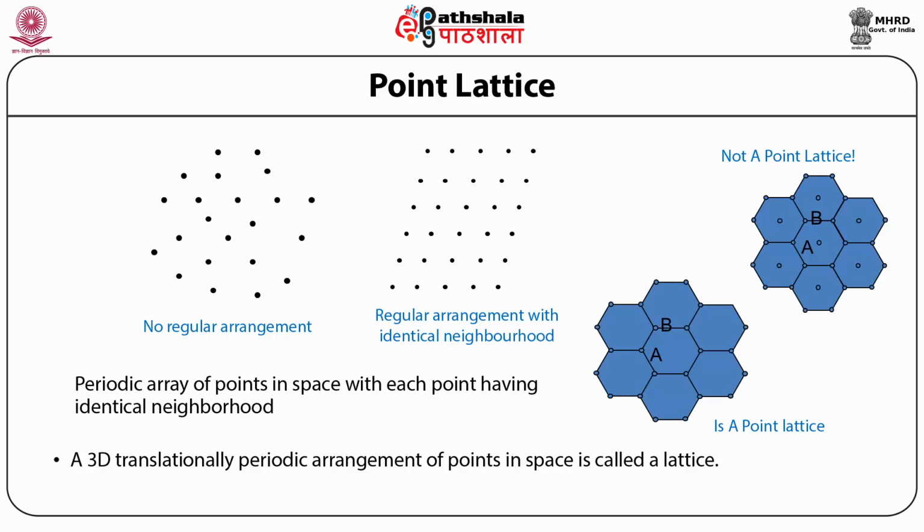Let us take some more examples. On the extreme right hand side, you can see on the top that this arrangement is not a point lattice because this is not a periodic arrangement and the points do not have identical neighbors. Whereas on the bottom right hand side, the arrangement is a point lattice where all the points are identical. Similarly, a 3D translationally periodic arrangement of points in space is called a lattice.